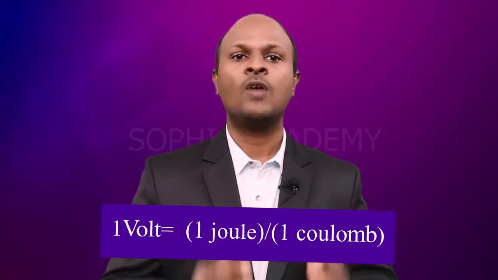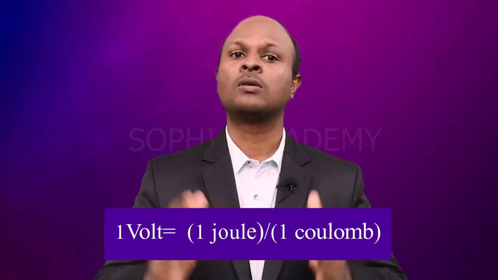The SI unit of electrical potential difference is volt, named after Alessandro Volta, an Italian physicist. 1 volt is the potential difference between 2 points in a current carrying conductor when 1 joule of work is done to move a charge of 1 coulomb from one point to another. Therefore, 1 volt is 1 joule per coulomb.